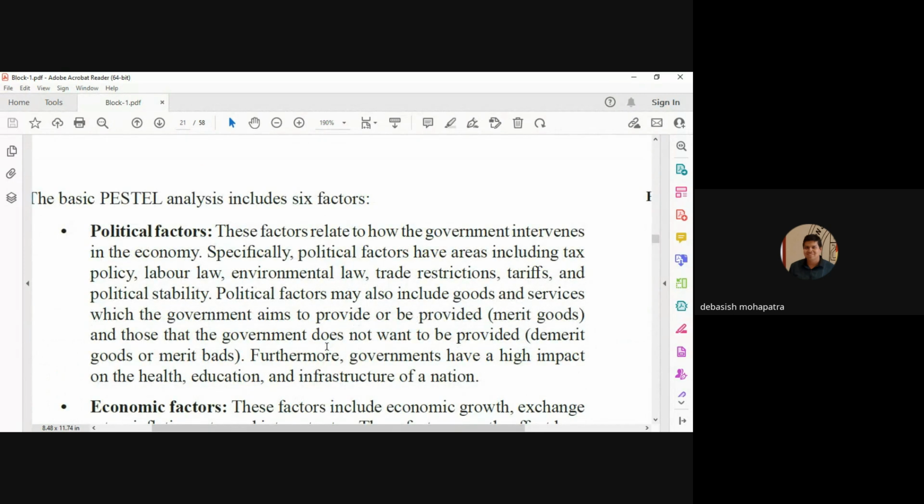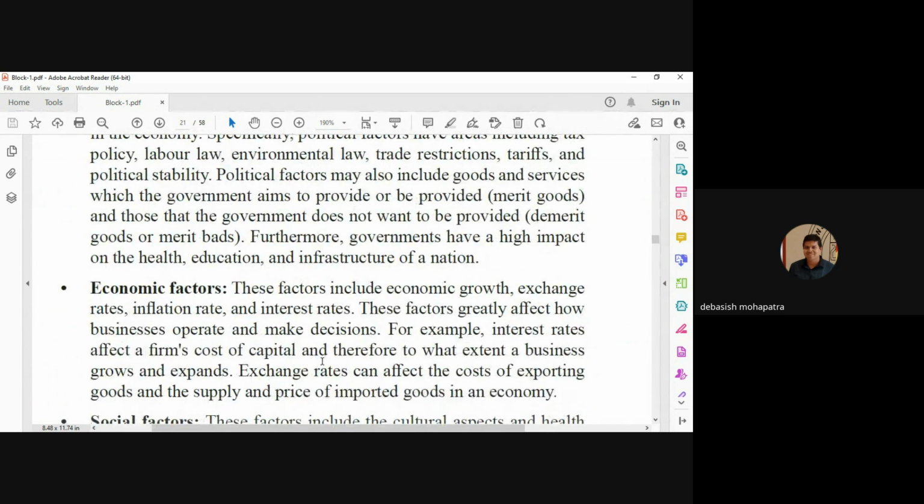First is the political factor. These factors relate to how the government intervenes in the economy, meaning how any new policy or old policy will affect your business. Then the economic factor. These factors include economic growth, exchange rate, inflation rate, and interest rates. These factors greatly affect how businesses operate and make decisions. For example, interest rates affect a firm's cost of capital and therefore to what extent the business grows and expands.